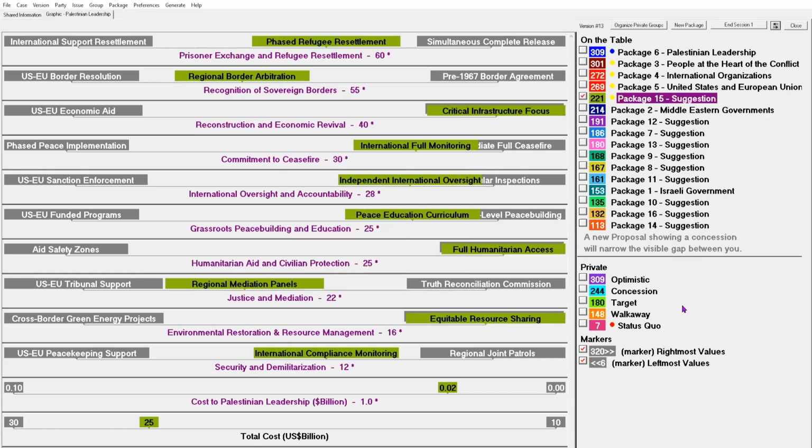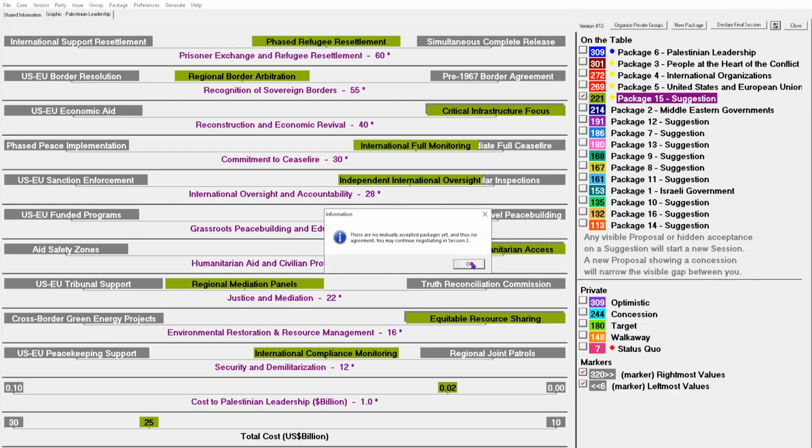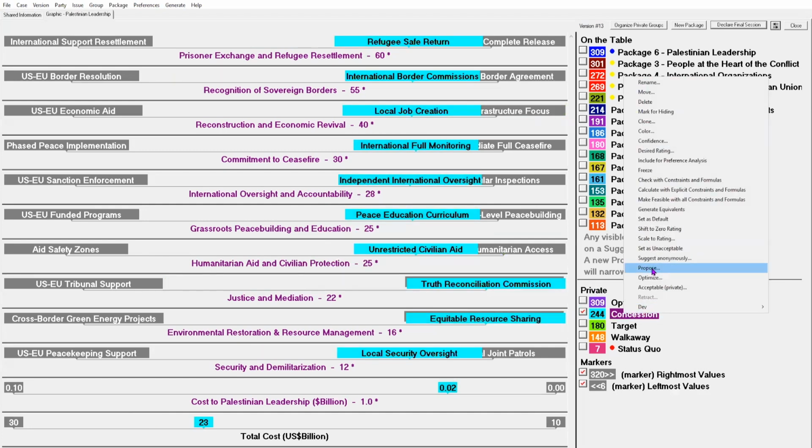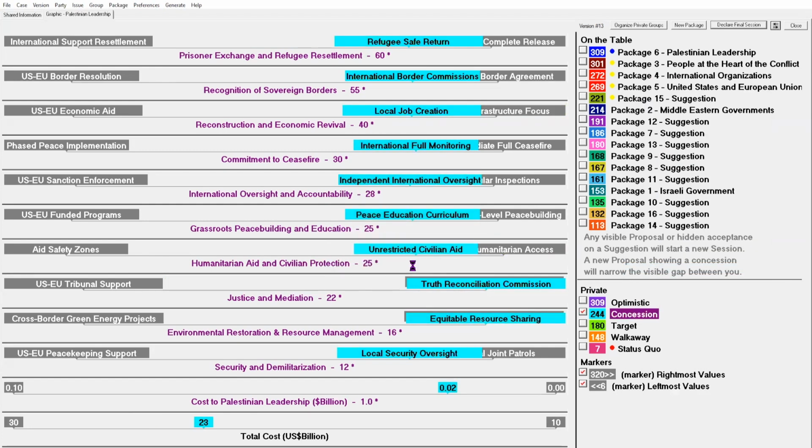Smartsettle will declare an agreement if at the end of a session all parties have accepted the same package. Unfortunately, no agreement is reached in Session 1. In Session 2, the Palestinians propose their concession package.